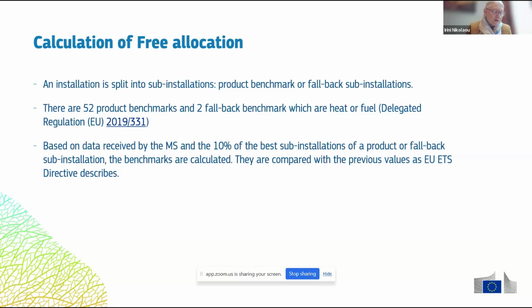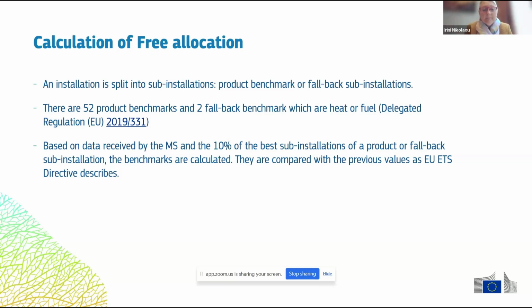And either we use a calculation method or a measurement method, etc. In order to calculate the free allocation, we have again to split the installation into theoretical, however, sub-installations. This is a theoretical part. I mean, for an engineer going into an installation, they cannot see how the installation can be split into sub-installations.